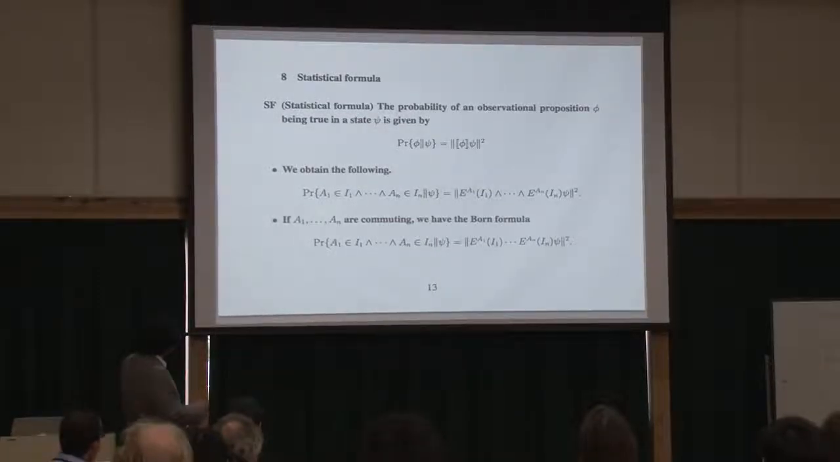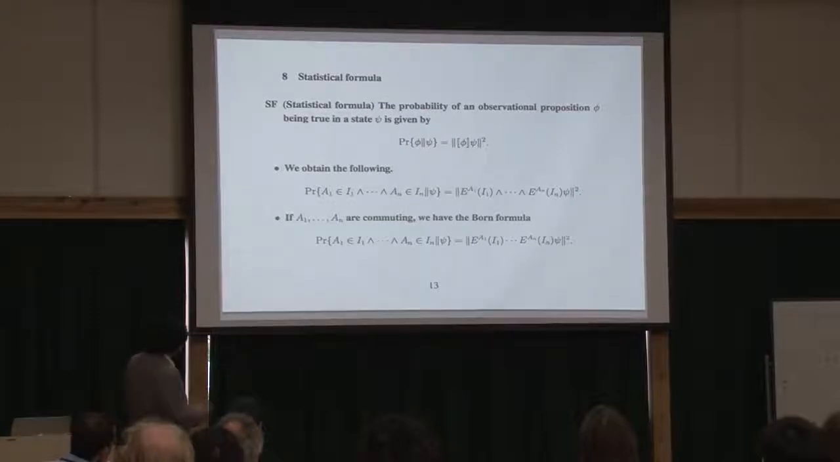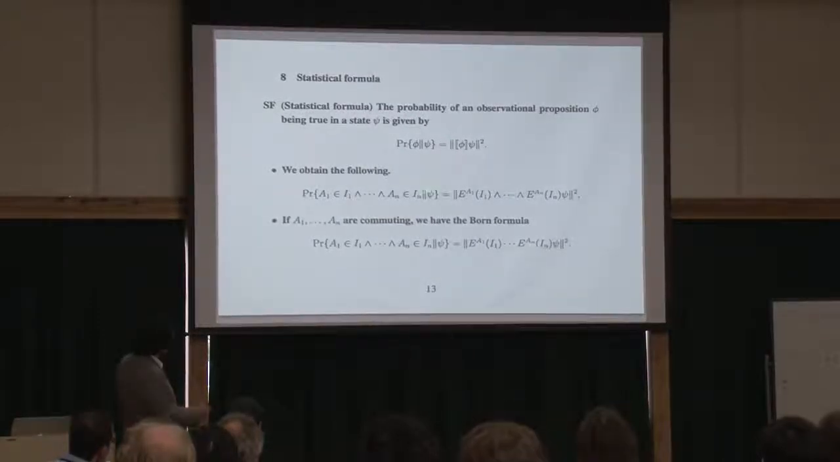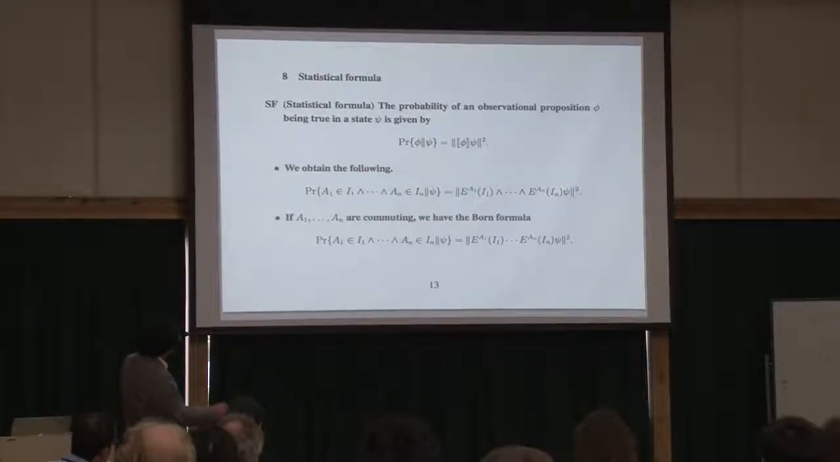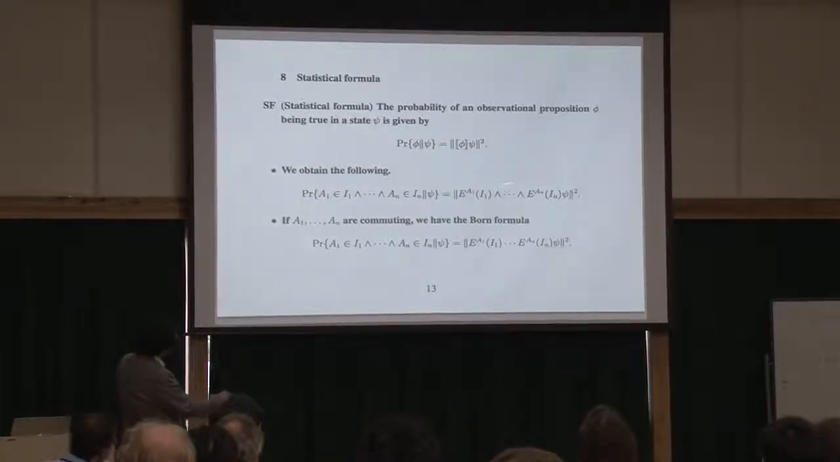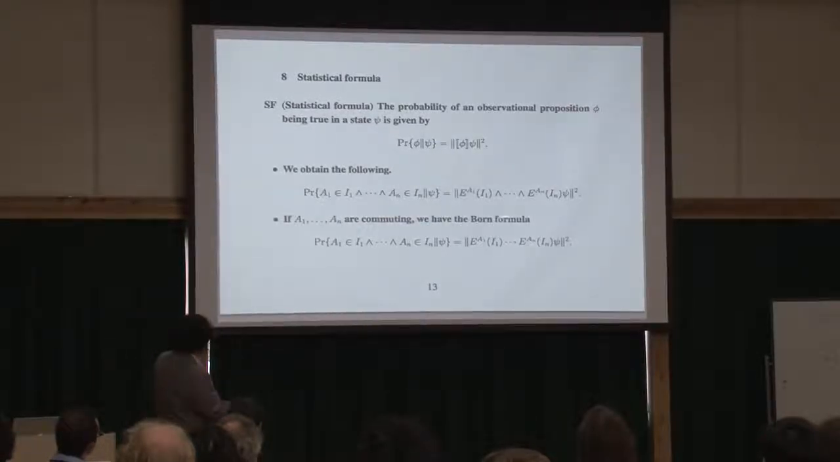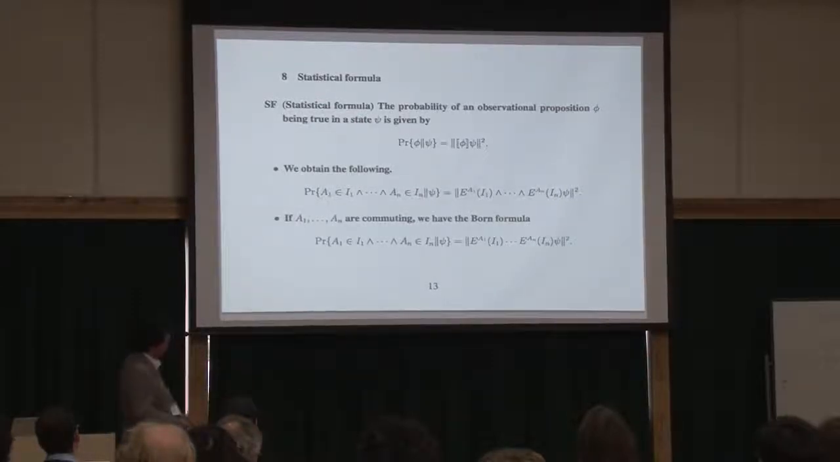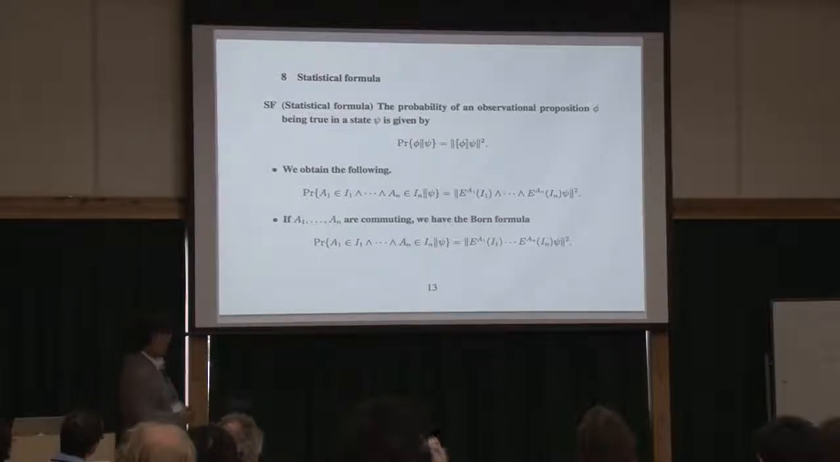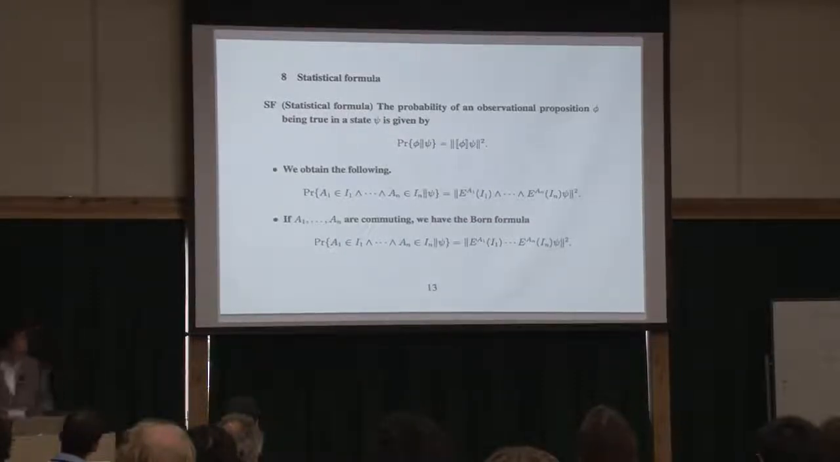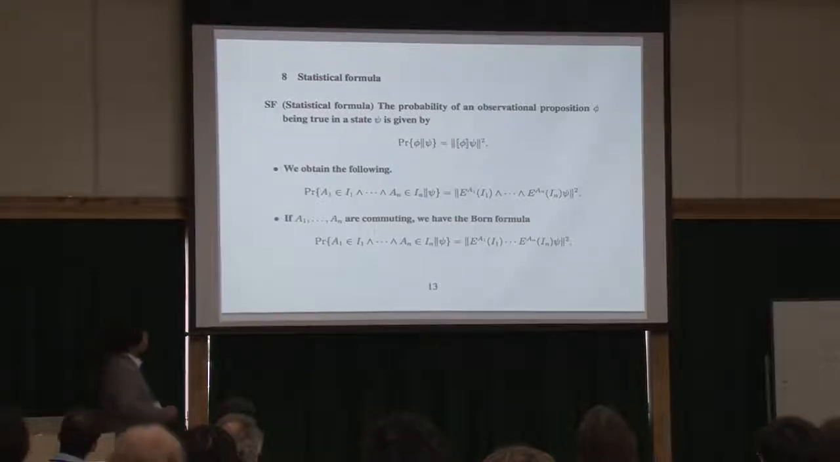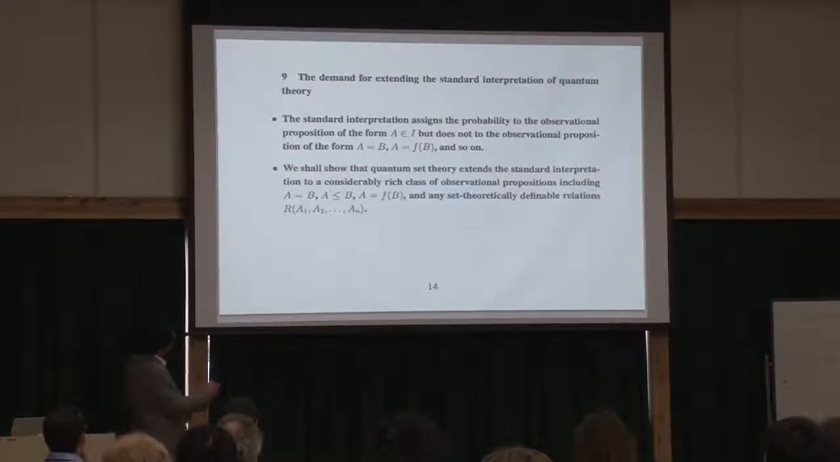Then this is simply the conjunction of the atomic observational propositions. This corresponds to this projection. And this formula gives you this general formula, which includes not necessarily commuting operators. However, if all of these observables are commuting, we have this minimum to be the product of the projections. Then we obtain the usual Born formula. So the Born formula is reconstructed from this general statistical formula for assigning observational propositions to projections, and then the projection defines probability in this way.